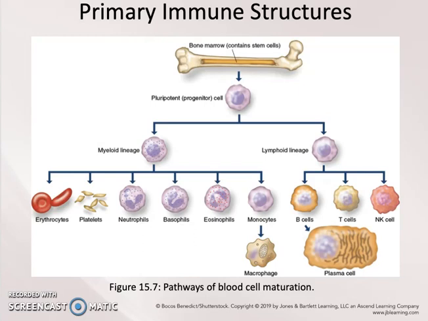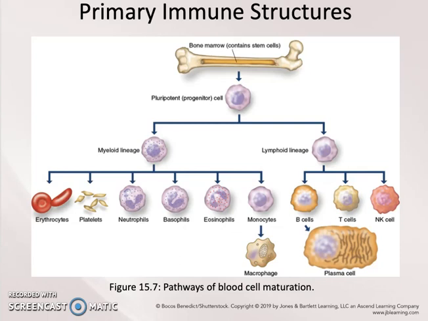There are two pathways of blood cell maturation: the myeloid path and the lymphoid path. The lymphoid lineage leads to lymphocytes, B cells, T cells, and natural killer cells, whereas the myeloid lineage leads to essentially all of the other blood cells that we've discussed. When the B cells leave the bone marrow, they enter circulation and are totally functional. That's because B cells are born in the bone marrow and mature in the bone marrow. This is why they're called B cells.